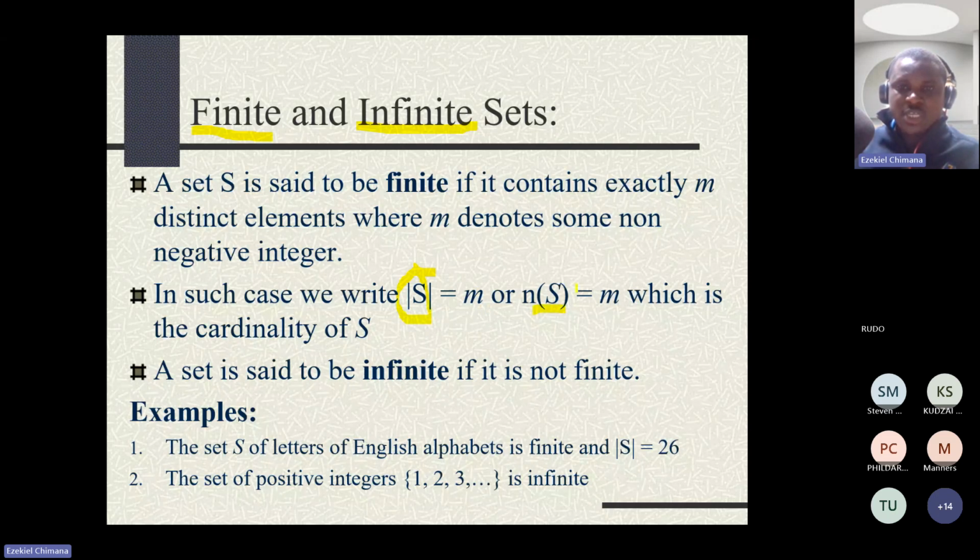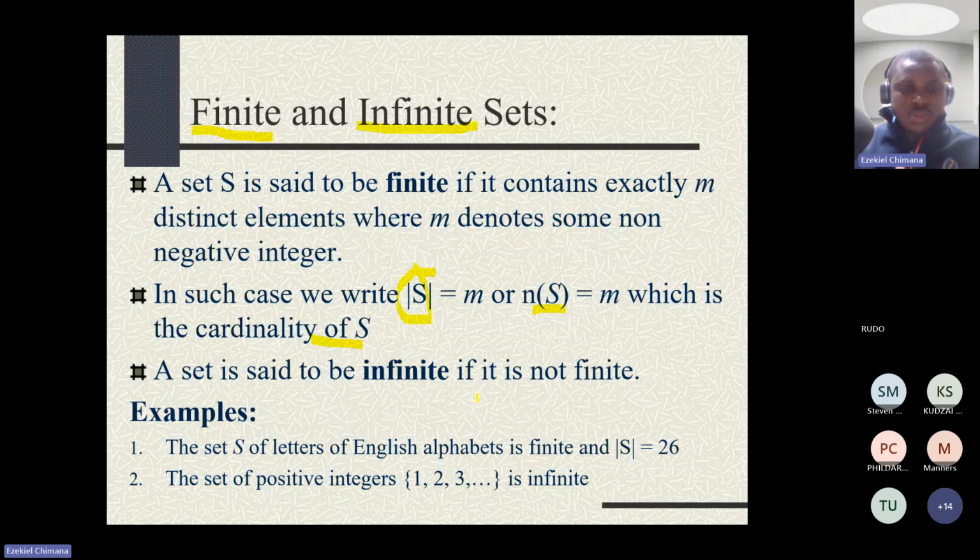You can use this notation as well, is equal to M, which is the cardinality of S. You can call it the cardinality of a set, which is the total number of elements within that set. So a set is said to be infinite if it is not finite. So it's like the opposite of finite.